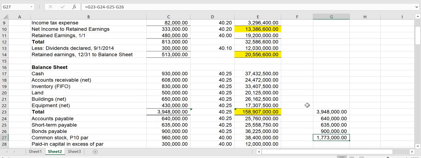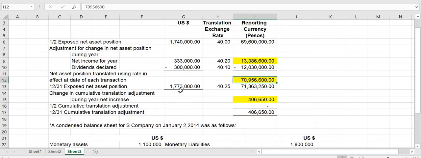So you have here our total asset is 3,948,000. Our accounts payable is 640,000. And then our short-term payable is 135,000. And then bonds payable is 100,000. So you do have 3,948,000 asset less liabilities of 640,000, 135,000, less 100,000. You have 1,773,000 as our net asset position as of December 31. Then you multiply that to the current exchange rate.